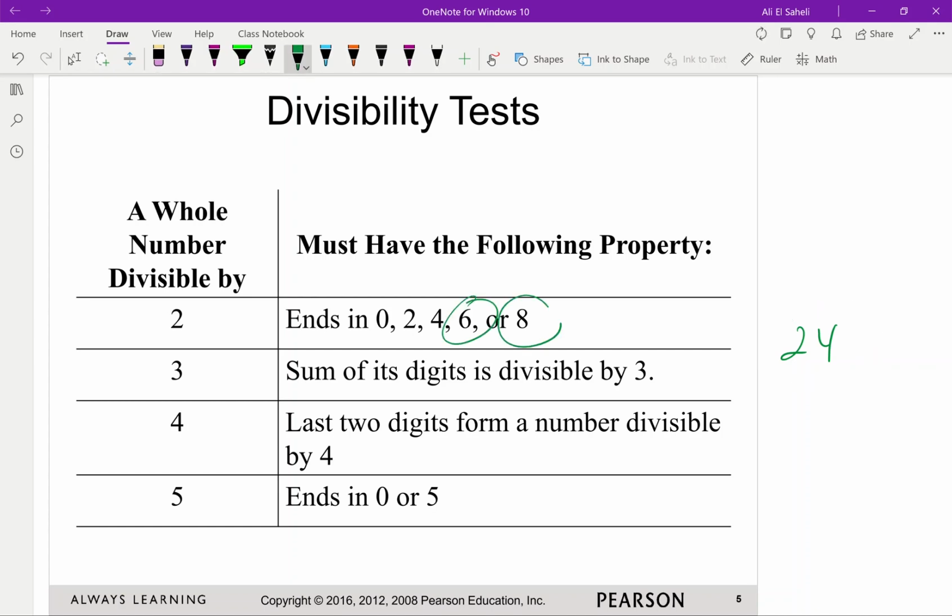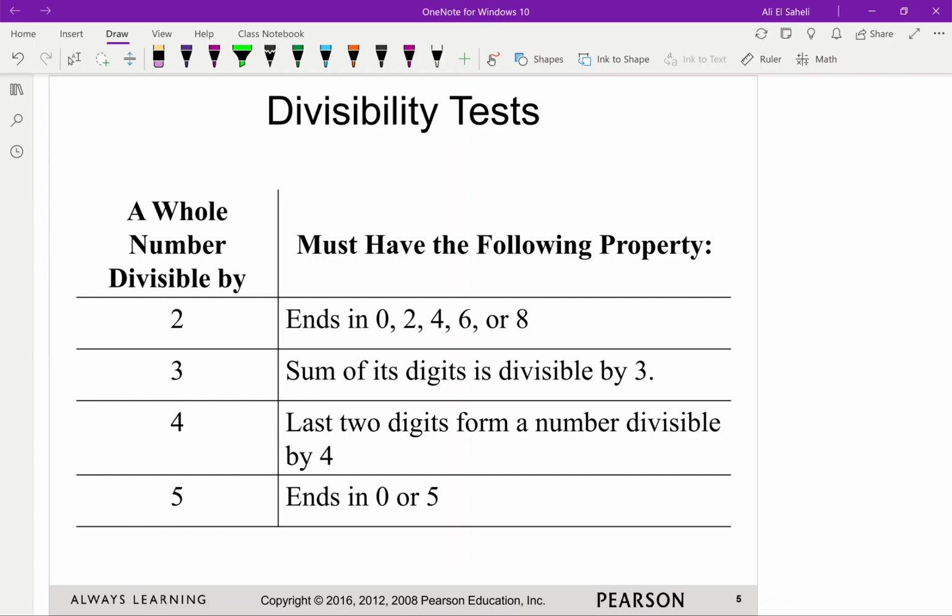Also 6 and 8. So numbers that end in 0, 2, 4, 6, or 8 are divisible by 2, because these are even numbers.